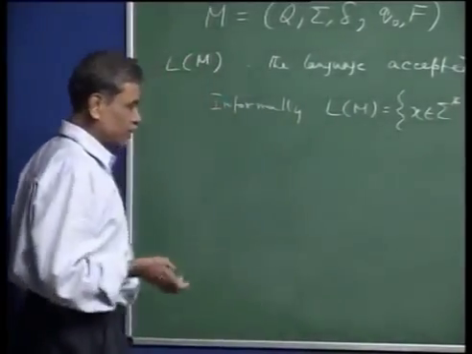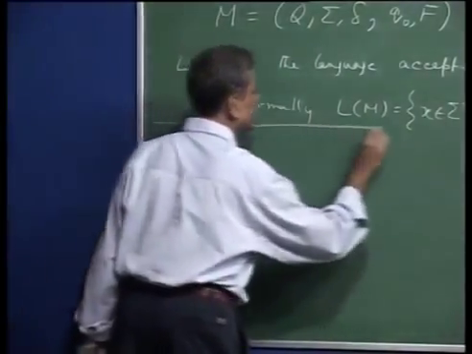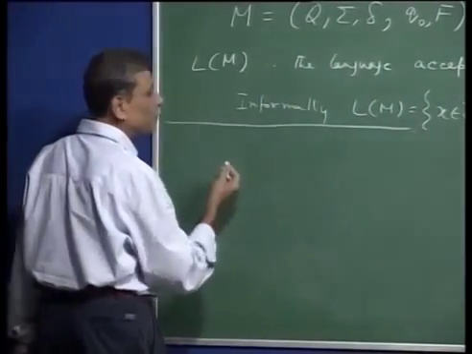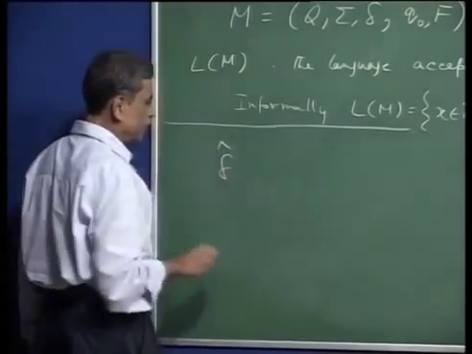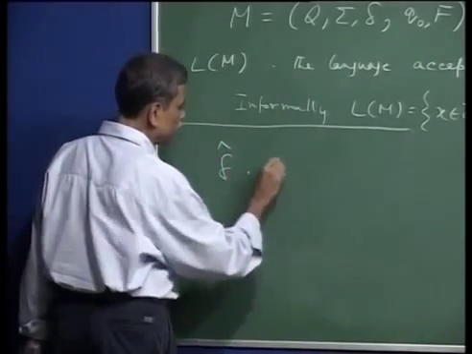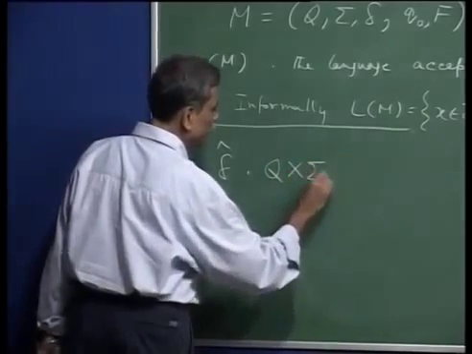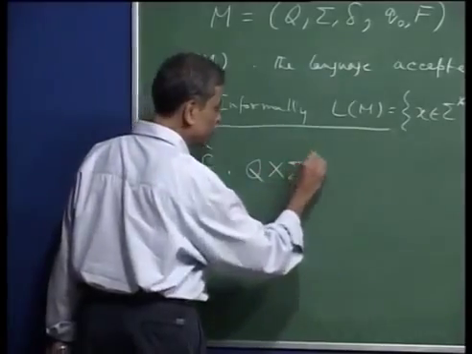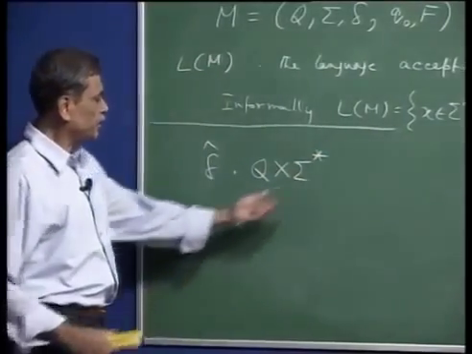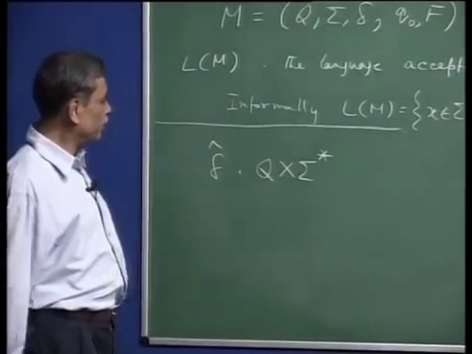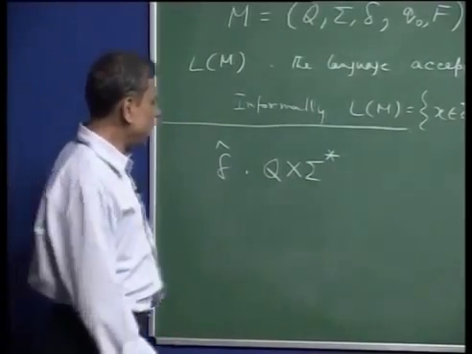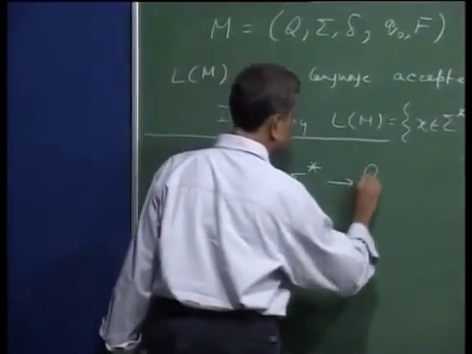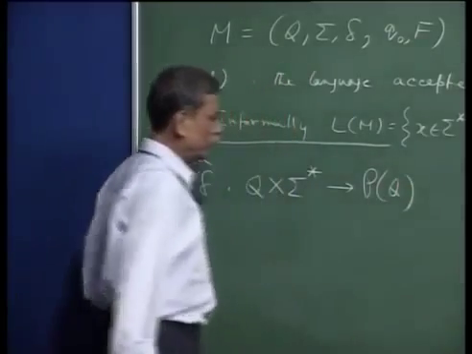So, of course, we have stated it informally. How do we formalize it? As I said, we will do it in terms of delta hat. So, let us remember what delta hat was. Delta hat is a function which again takes two arguments, the first argument is a state, the second argument is a finite string over the alphabet sigma, and its range is as before the power set of Q.